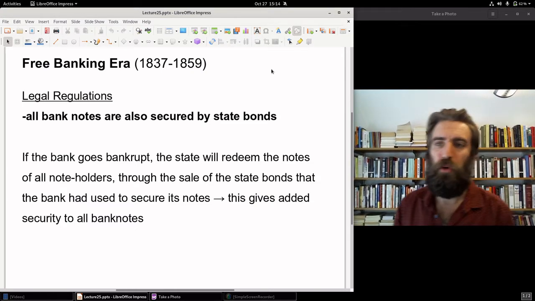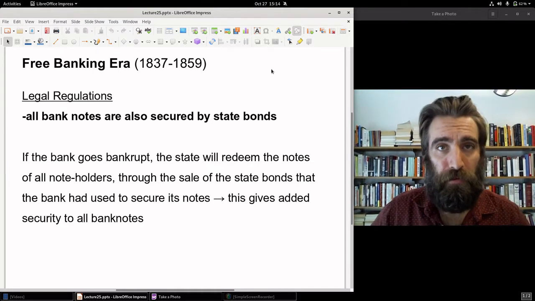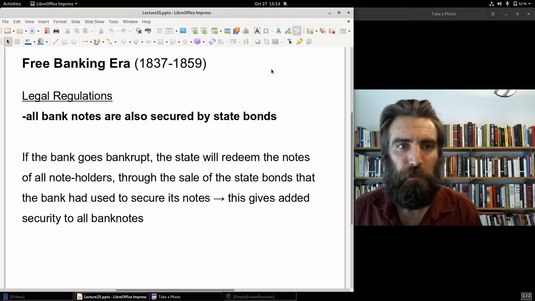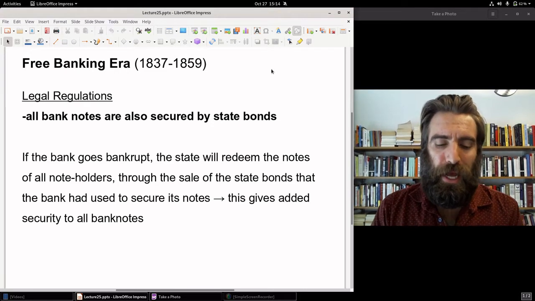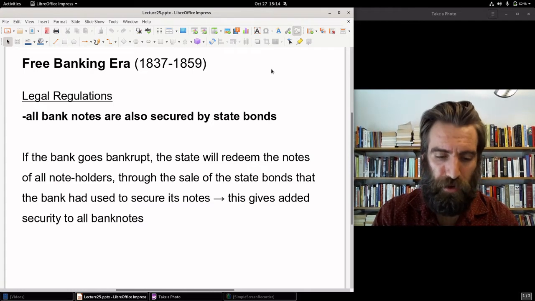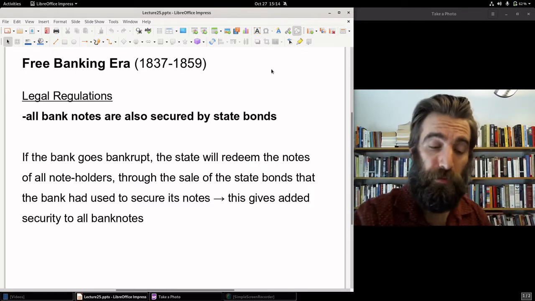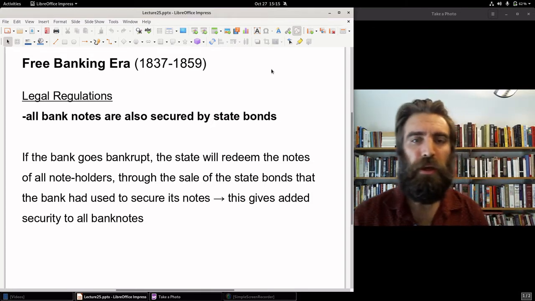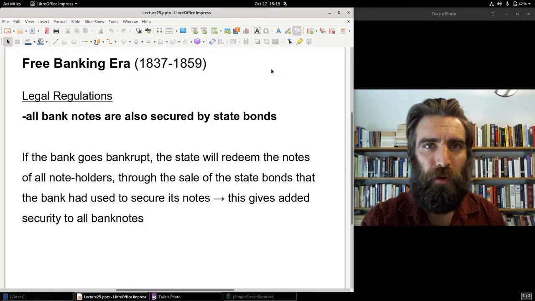Another, and probably the most important regulation, was that all banknotes in the free banking era were secured by state bonds. Now let me explain what that means. Every banknote that the bank created, printed, emitted, every dollar banknote had to be backed by an equivalent sum of state bonds. State bonds, debt issued by the state government, purchased by the bank. Now, what's the point of that? Why are these banknotes secured by state bonds? Why is that regulation important?